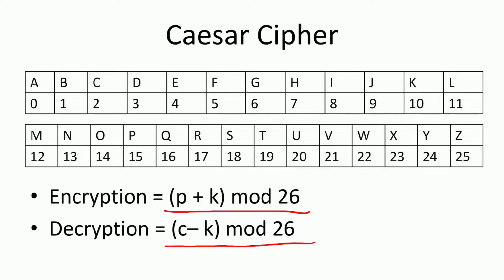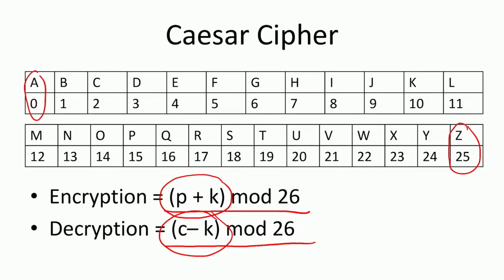Now, when applying this formula, we have to work with numbers. So, in this table, you can see all letters of the English alphabet have been mapped to numbers. So, A maps to 0 and Z maps to 25. So, we have a mapping from 0 all the way to 25, as we have 26 letters in the alphabet. And we apply this modulo operation to ensure that the result of doing P plus K or C minus K always stays within this range of 0 to 25.